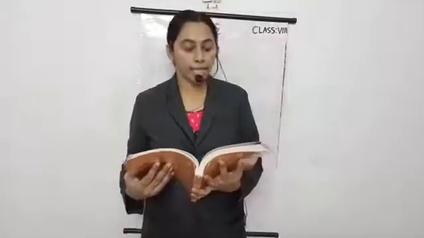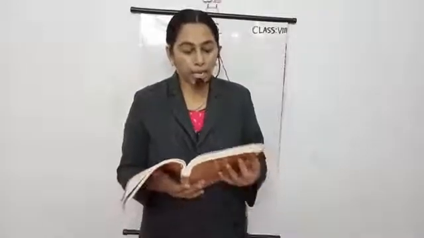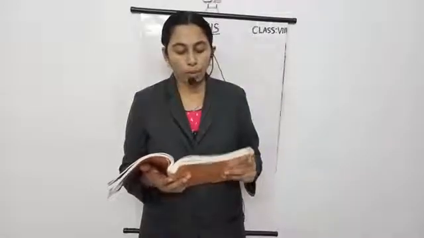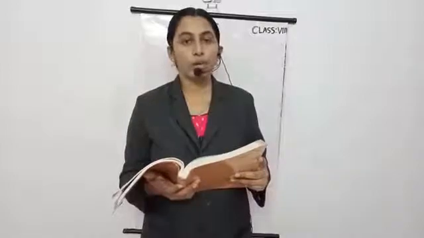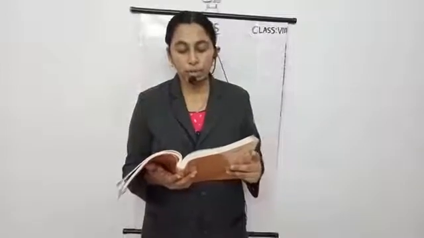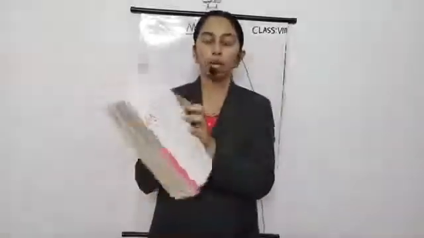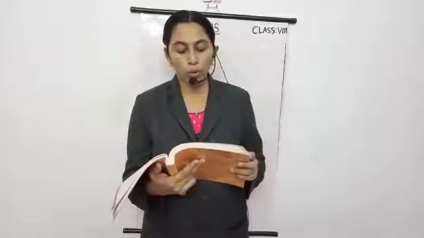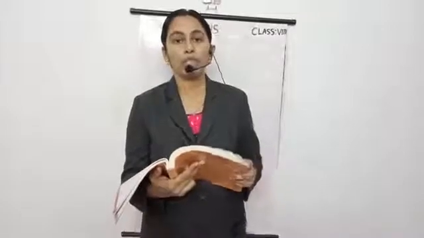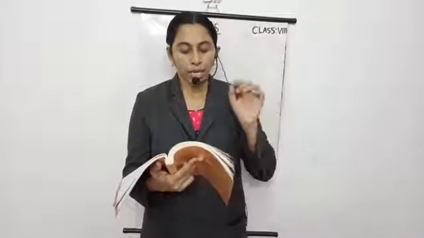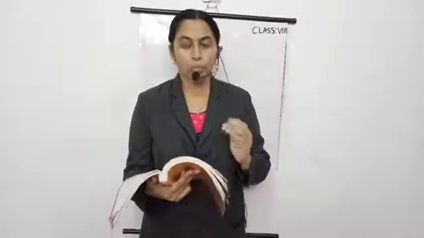Now take page 186, exercise 11.3, question number 1. There are 2 cuboidal boxes as shown in the adjoining figure. They are given as 2 cuboidal boxes A and B here. Which box requires the lesser amount of material to make?